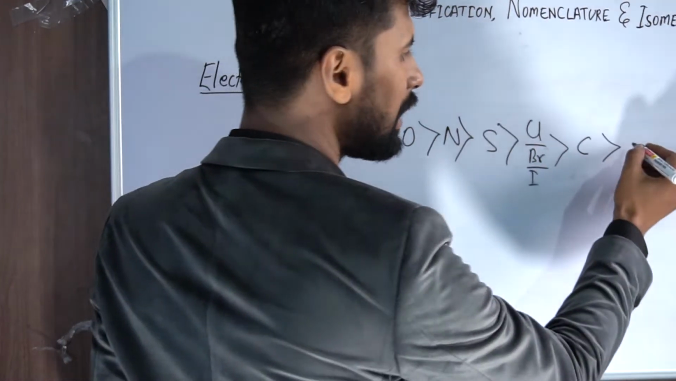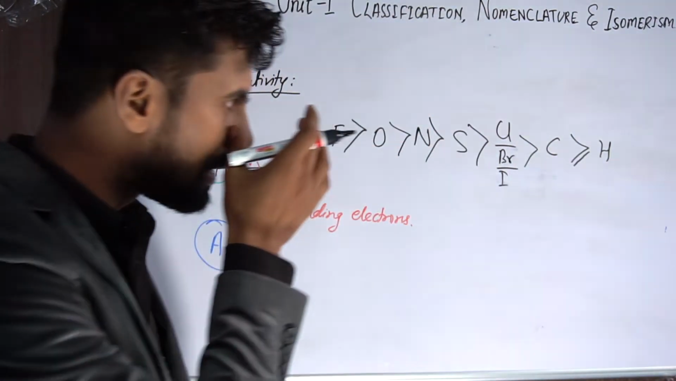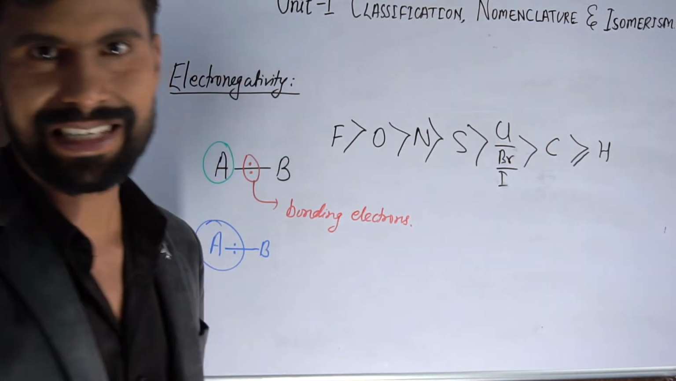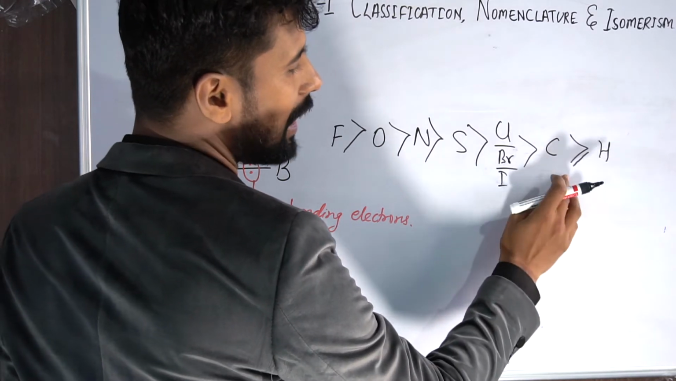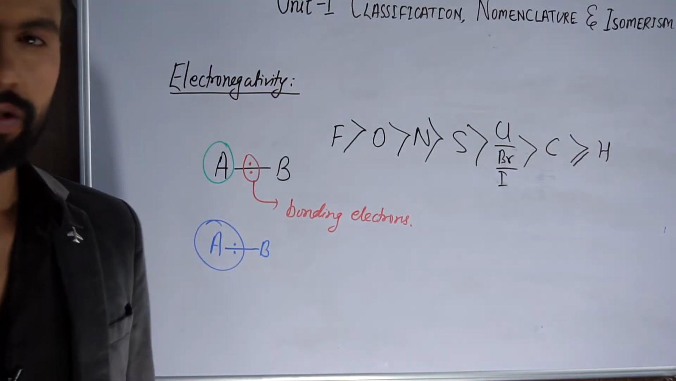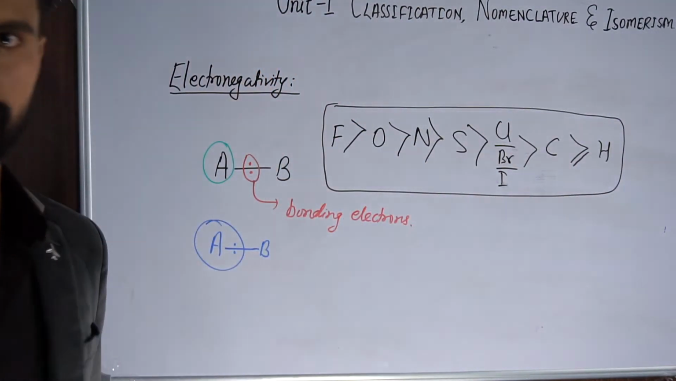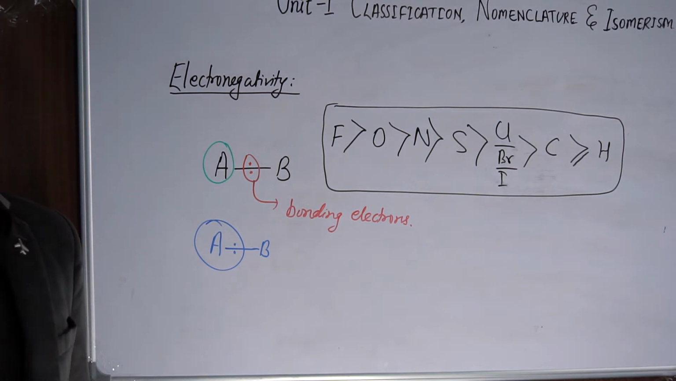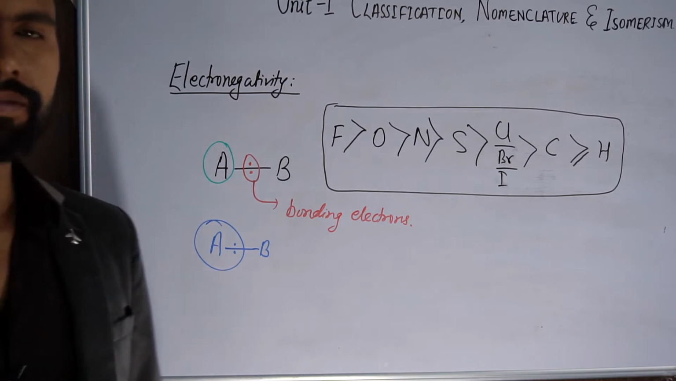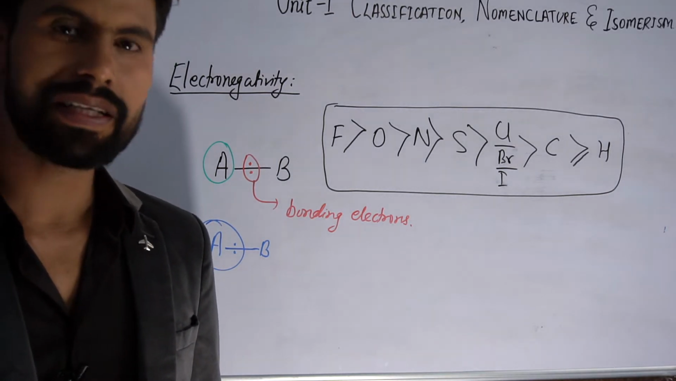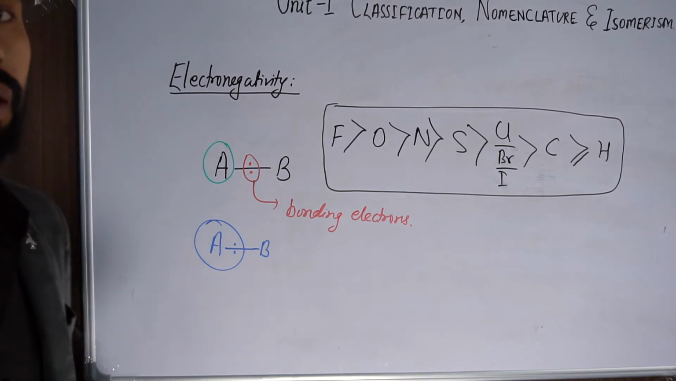And if you will see, carbon is slightly more electronegative than hydrogen, not much. So sometimes we can consider the electronegativity of carbon and hydrogen as the same. Okay, so carbon electronegativity is slightly more than hydrogen or equal to hydrogen. So this is the electronegativity series of atoms. Okay. So hope you have understood this concept. So how can you define electronegativity? Electronegativity is the ability or capacity or power of an atom to pull the electron towards itself. Which electron? Bonding electron.